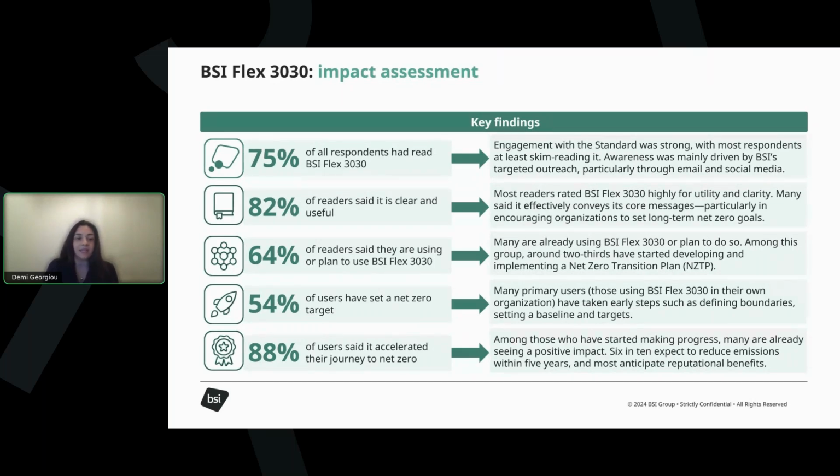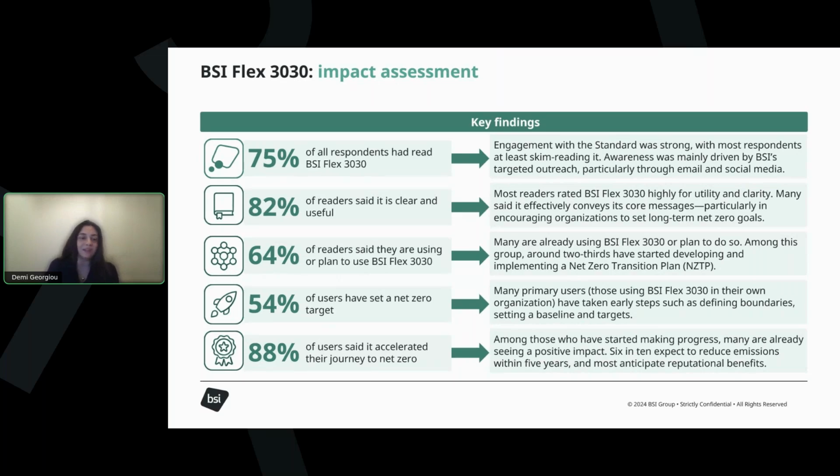And now, finally, among those who have started making progress with it, they are already seeing a positive impact. So we have 88% of our users saying that it's accelerated their journey to net zero. We also have 6 in 10 who expect that it will reduce their GHG emissions within the next 5 years, and most also anticipate reputational benefits among their key stakeholders.